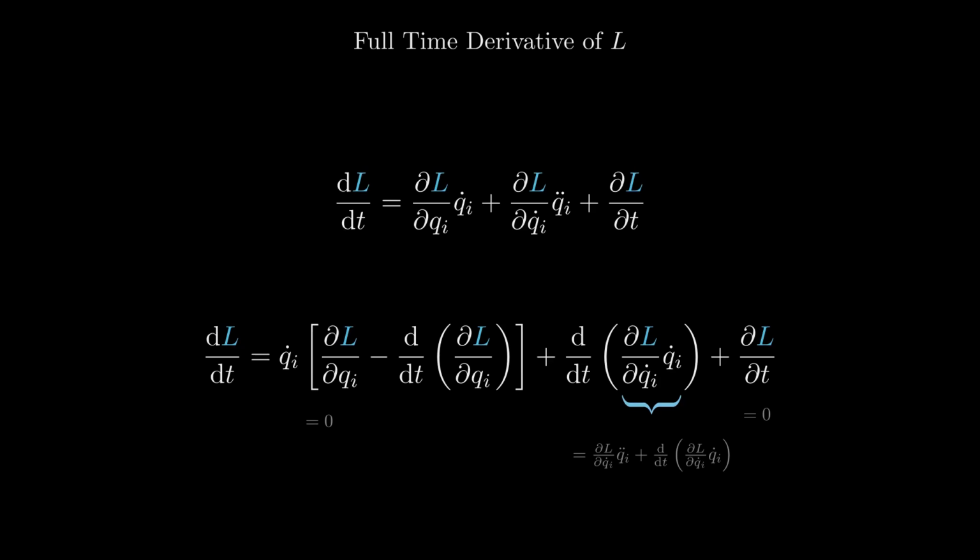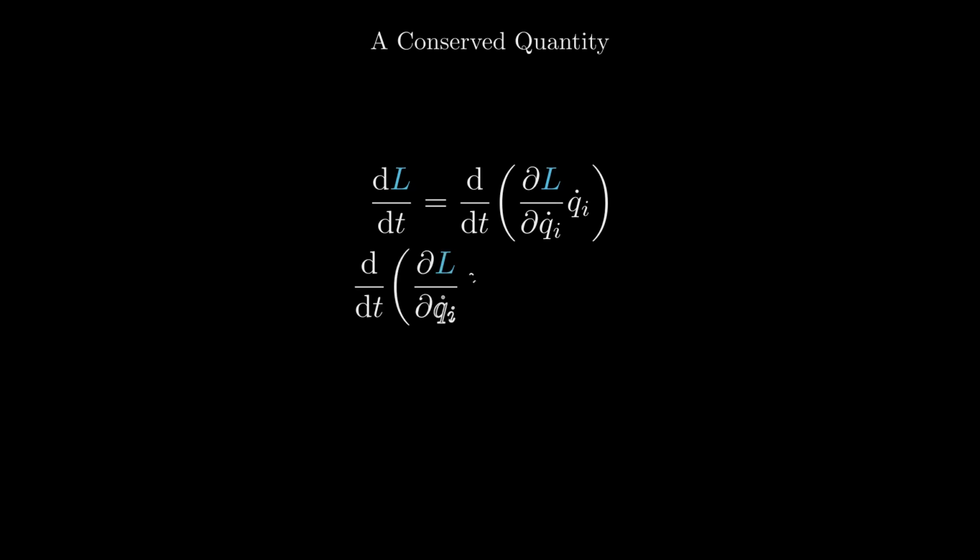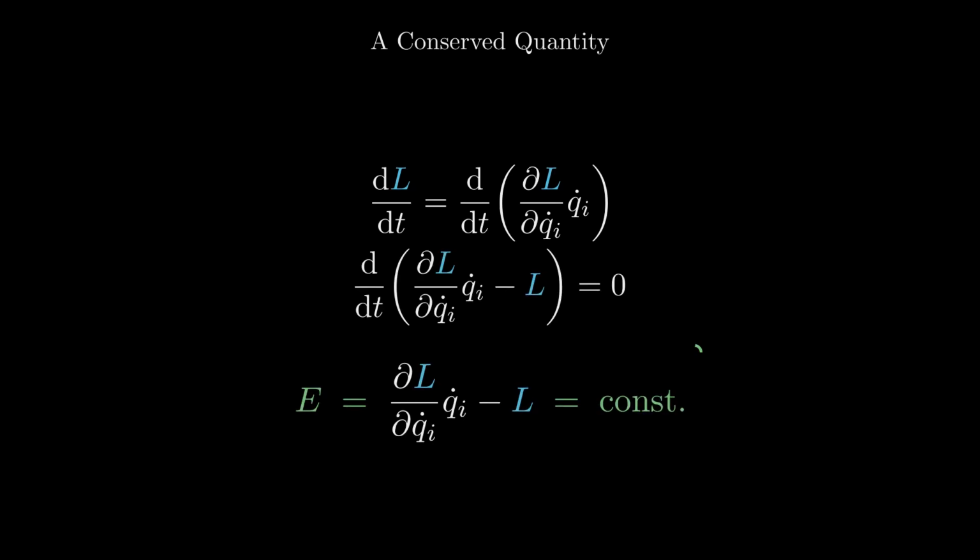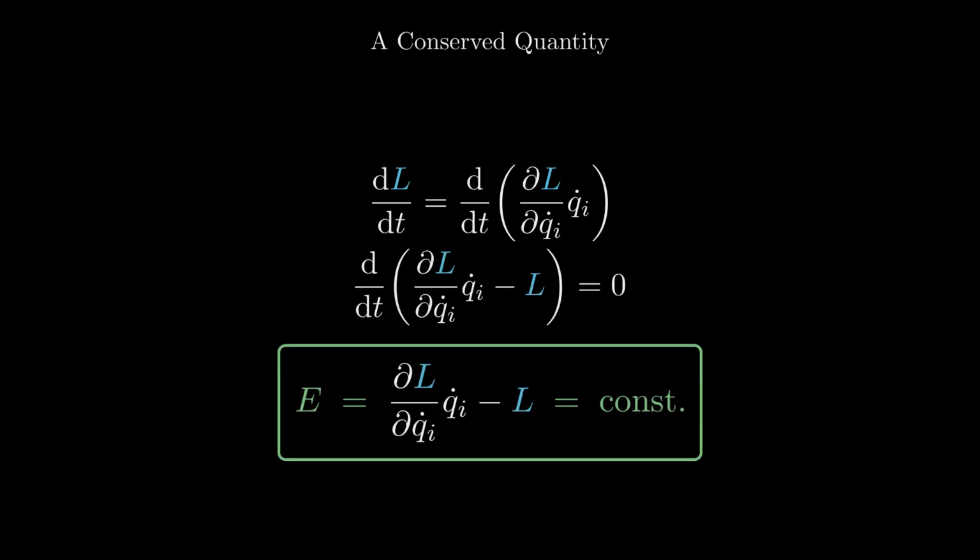Now, by assumption, dL by dt is 0. Likewise, this term is simply the Euler-Lagrange equation, which we know is 0, so the expression becomes this. Collecting the terms into the derivative and integrating with respect to time gives us that this quantity is constant, as it had 0 time derivative. And I'll suggestively denote this constant E. Since this is constant, it is conserved over time and cannot change.